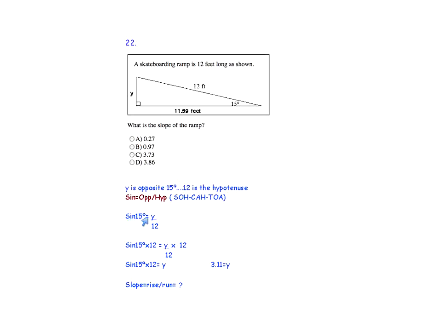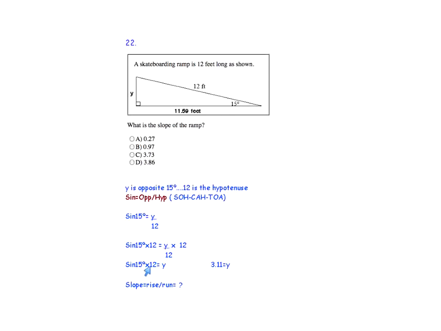So sine 15 degrees, we write that down, is equal to opposite divided by hypotenuse. In other words, y over 12. So we write down sine 15 degrees equals y over 12. We need to find what y is. Okay, if we want to find what y is, since y is divided by 12, if we multiply by 12, we'll get rid of the divided by 12. So we multiply both sides of the equation by 12.